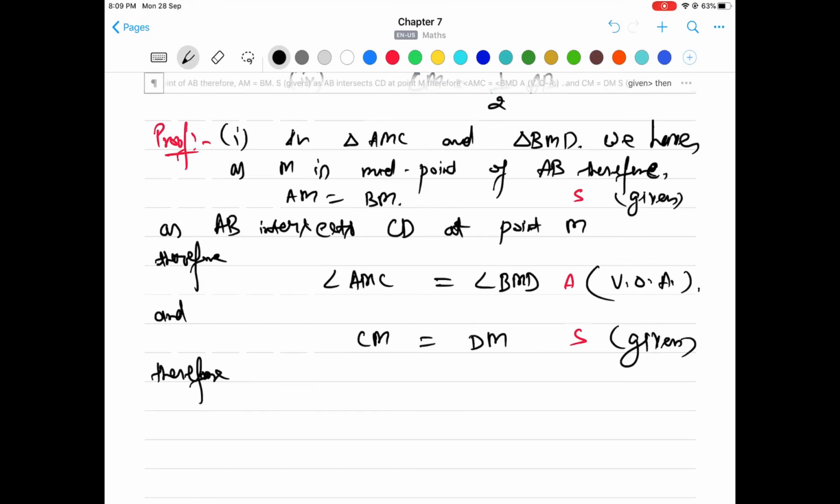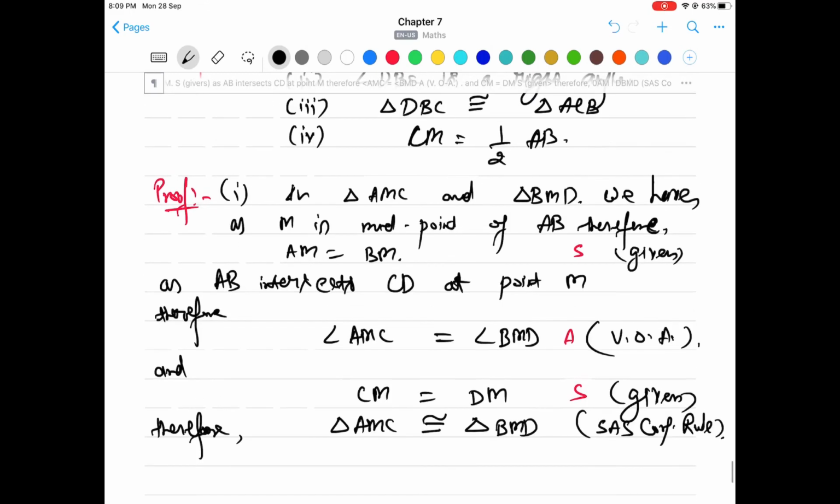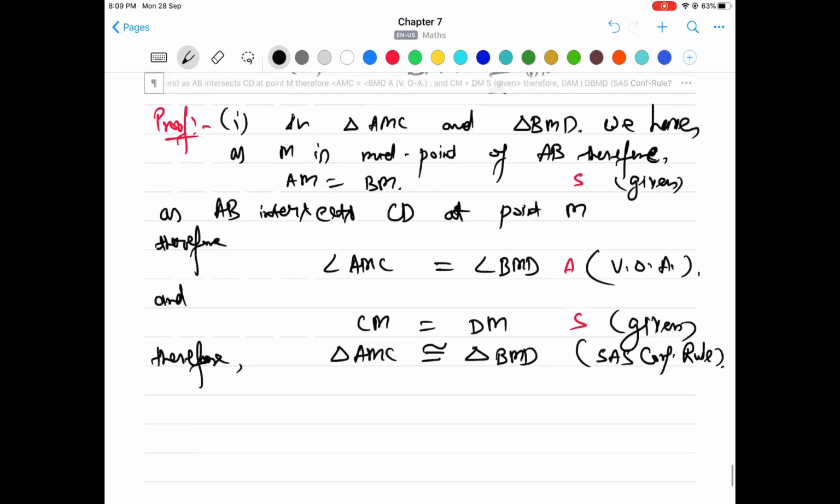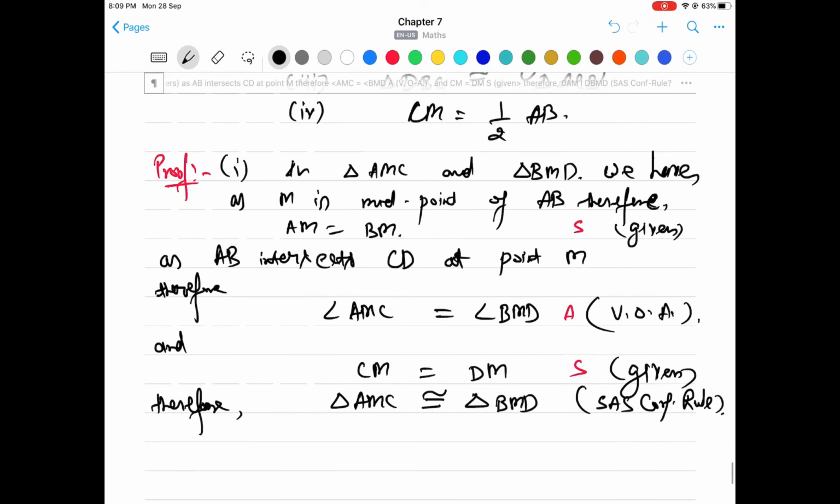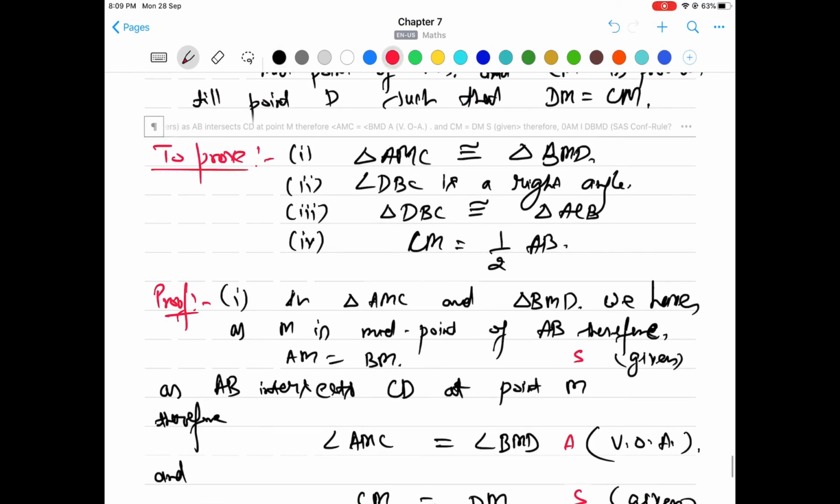Therefore triangle AMC will be congruent to triangle BMD, and that is by the side angle side congruence rule. That's the proof of part 1 of this question.